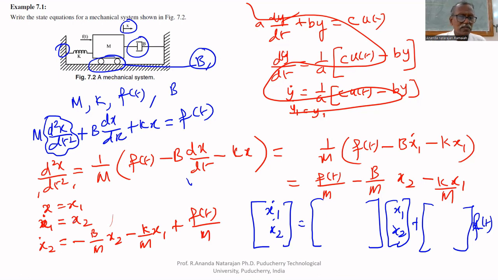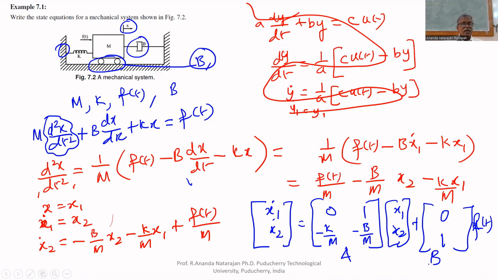Here, what is the first equation? Only x2 is there, 0, 1. Second equation, x1, x2 both are there, minus k by m, minus b by m. Here, this f of t is in the second equation only, not in the first equation. This is the A matrix, this is the B matrix. We wrote the state space model.